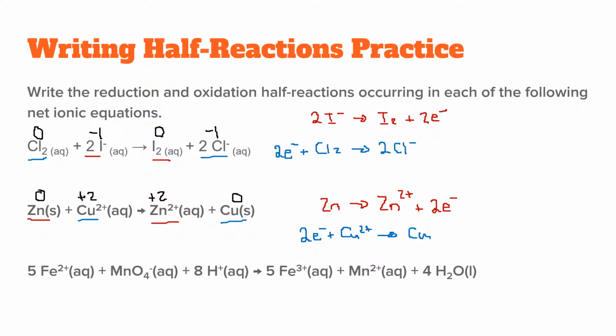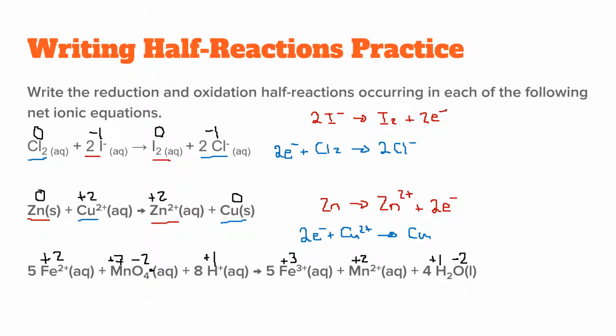For the last one, we've got a few more species to deal with here, but we're going to go through and assign oxidation numbers. The iron ion is +2. Oxygen is -2, so that brings us down to 4 times -2, -8 overall. But we only should have a -1 overall, so the manganese has to be +7. Now the hydrogen ion is +1. Here our iron ion is +3, manganese is +2, and in water we have hydrogen with a nonmetal and oxygen -2.